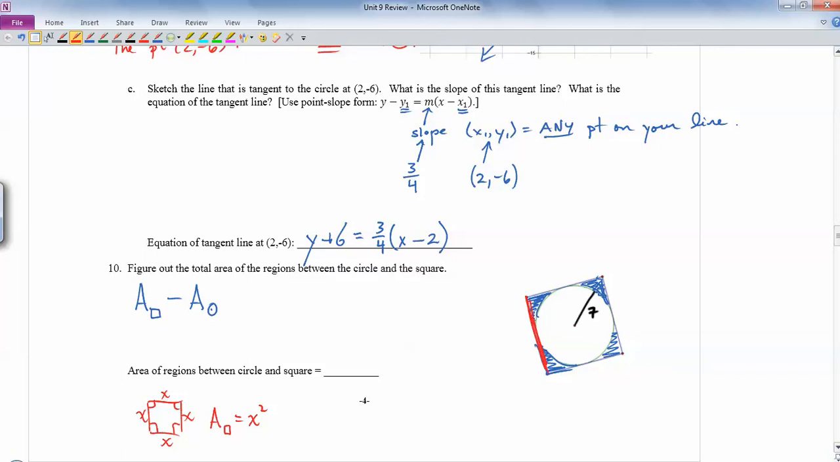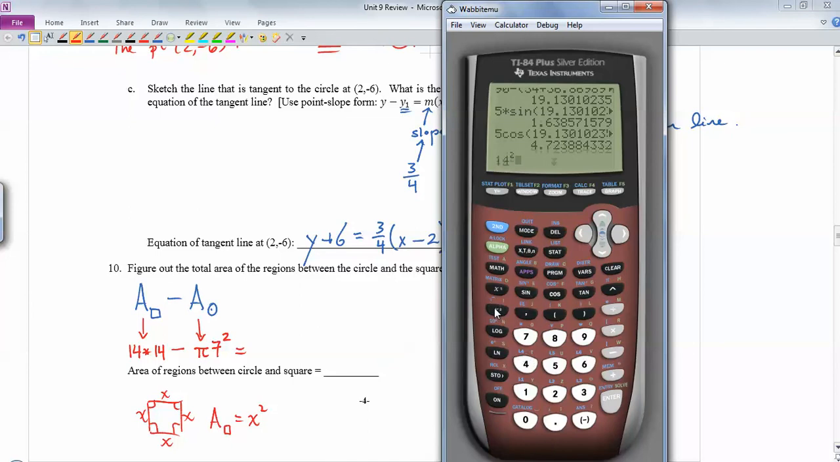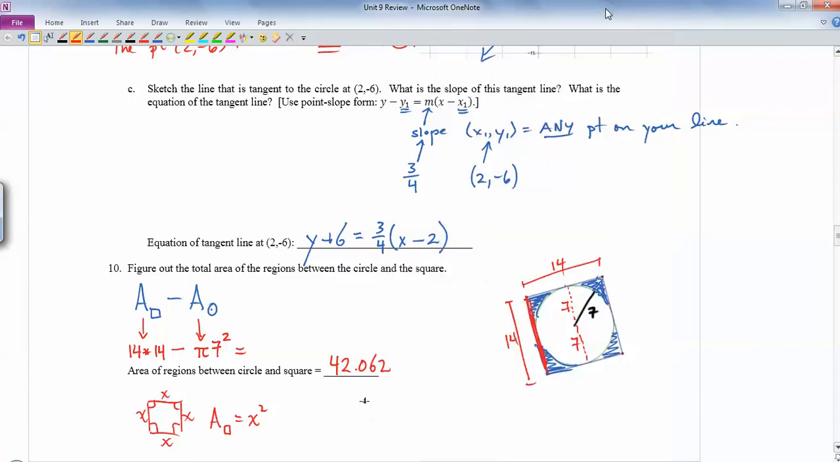So we need to figure out, well, what's the side of the square? Notice if the radius of the circle is 7, and I draw one radius here and one radius there, then you can see that this length from here to here is 14. So this length, since it's a square, is also 14. So the area of the square is going to be 14 times 14, or 14 squared. And then the area of the circle, remember area of a circle is pi r squared, so pi times 7 squared. So if we plug that in on the calculator, it's 14 squared minus pi times 7 squared. So that ends up being 42.062. Okay, hope that helps a little bit.